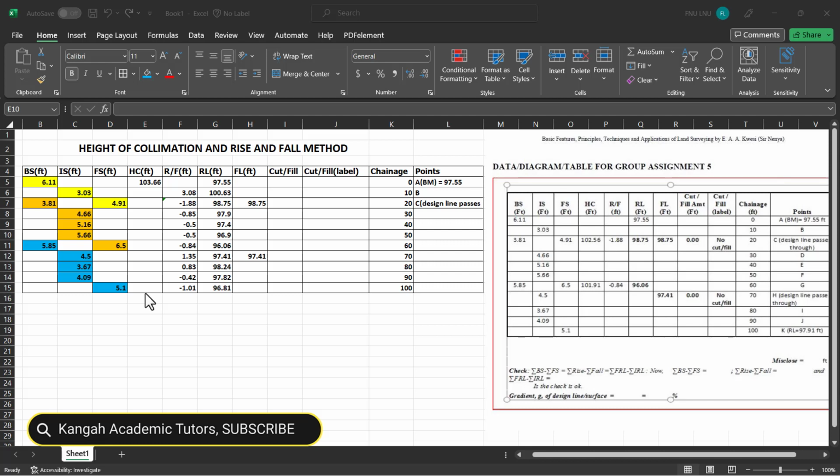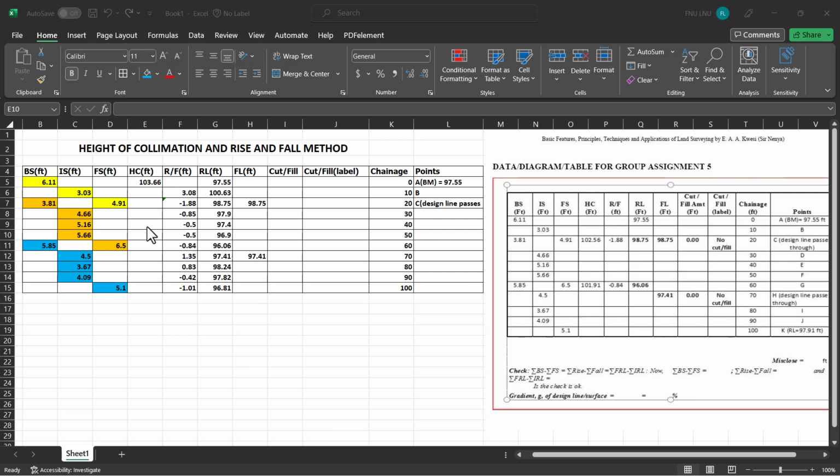So always the height of collimation is the backsight plus the reduced level. That will give you the height of collimation. So wherever you did a change of station, you can see that this one is one change of station. This was the starting station, so we have the height of collimation at this place. This was the second starting station. This is where we set our new station, and the backsight there is 3.81.